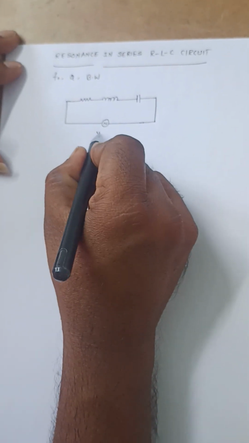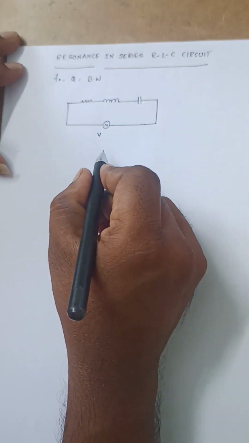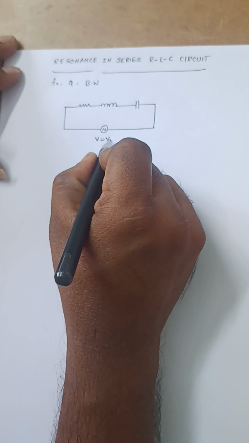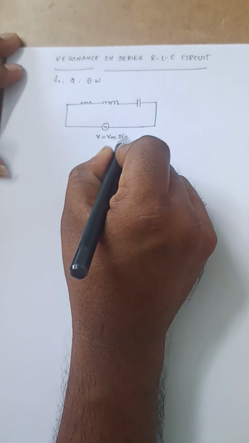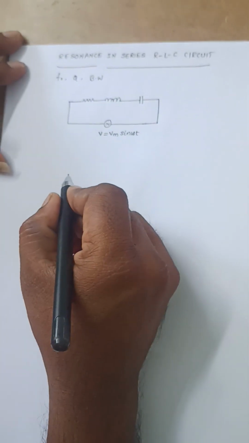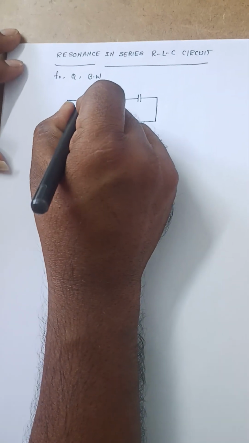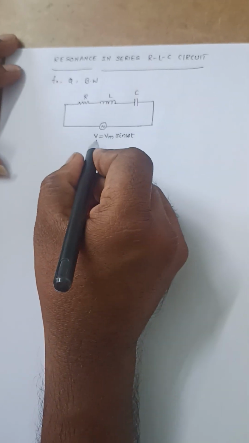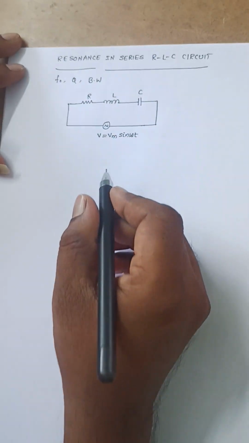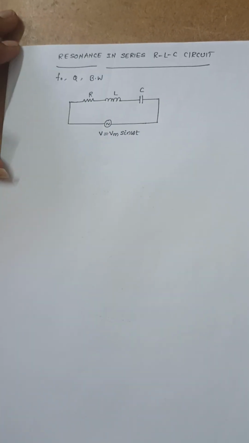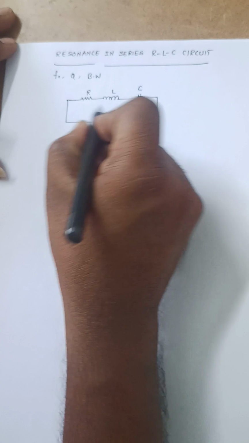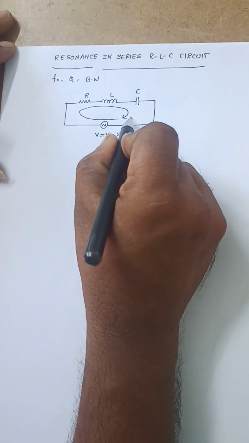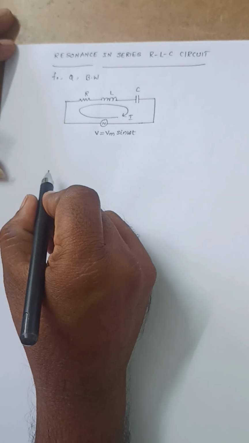So this is a series RLC circuit which is supplied with some voltage V = Vm sin omega t, and this is the resistance, inductance, capacitance. Whenever we apply some voltage to it, current will circulate in this loop. Let us assume this current is I.